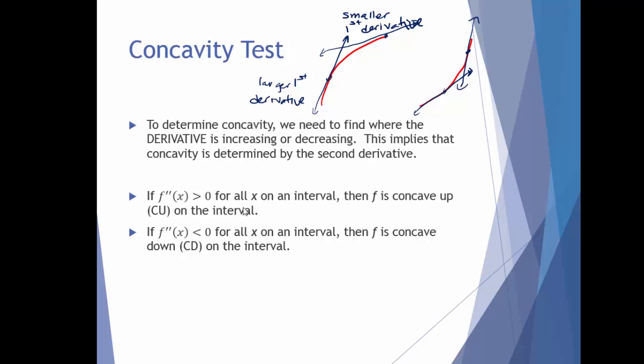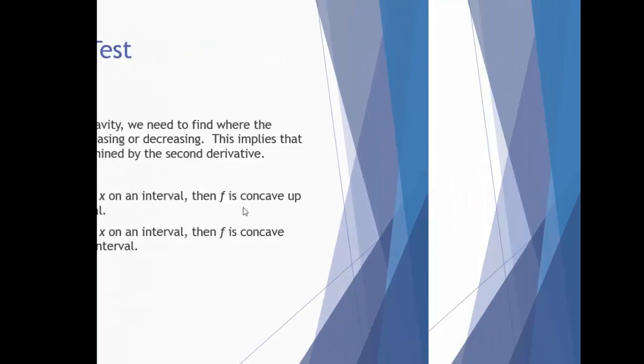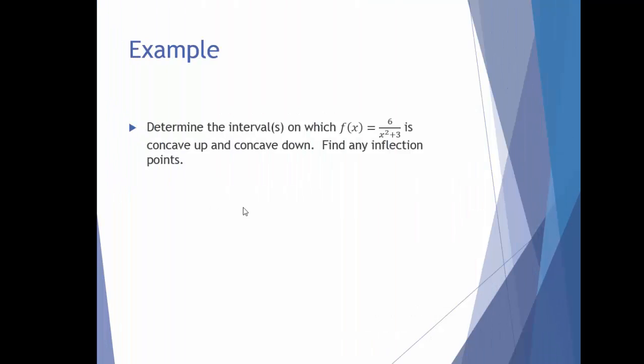It is similar to examining the first derivative, but the information that the first derivative gives you is where your function is increasing and decreasing. The second derivative tells you where it's concave up and concave down. Let's take a look. Determine the intervals on which f of x equals 6 divided by x squared plus 3 is concave up and concave down, and find any inflection points.